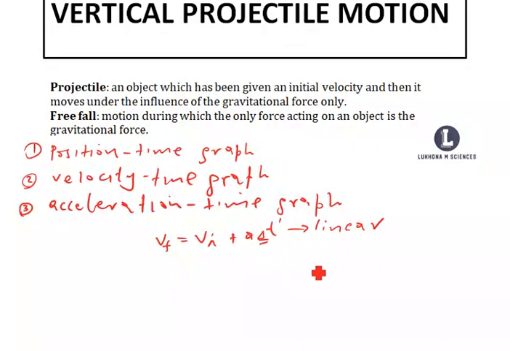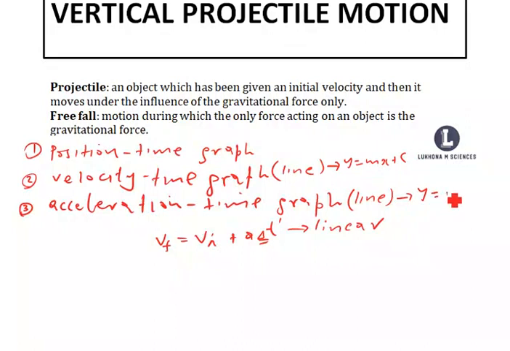So if this is a linear function, and we have velocity, acceleration and time here, this simply means that any graph that has to do with velocity and time is linear, and acceleration and time is linear. So this one is a line graph, a linear function, and this one is also a straight line graph. That is y is equal to mx plus c.